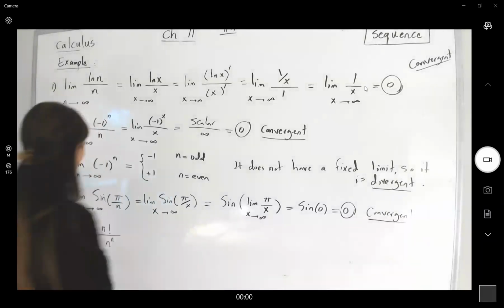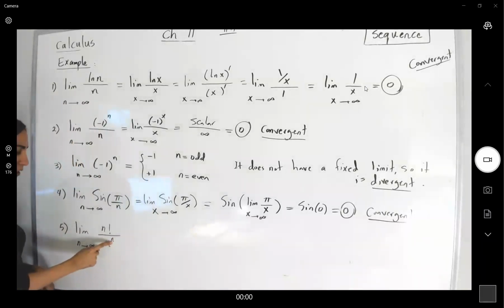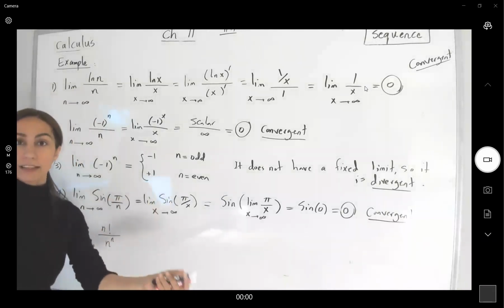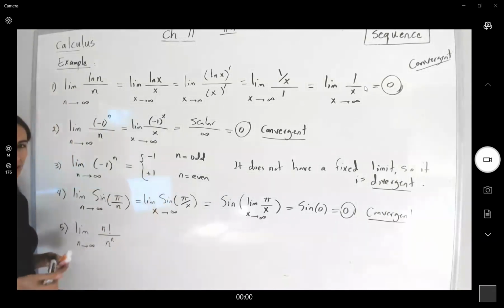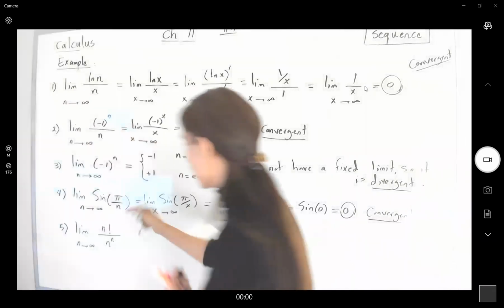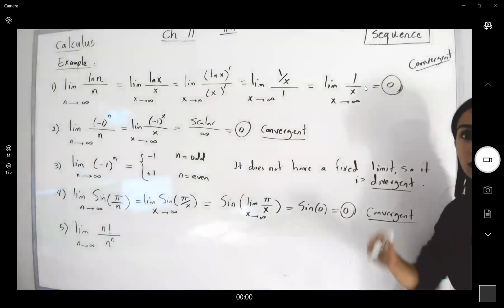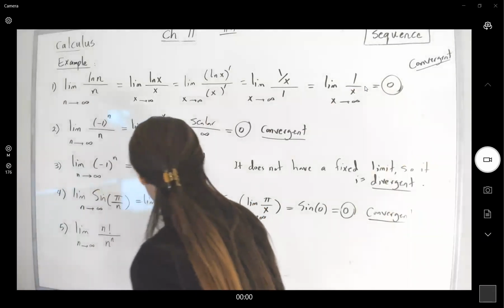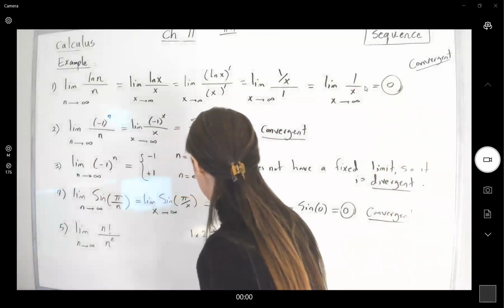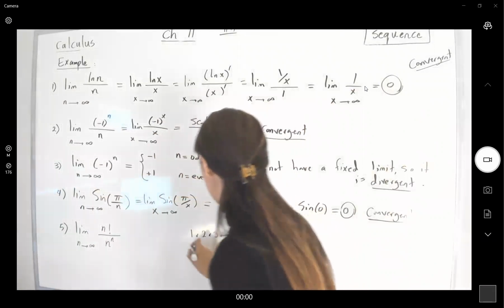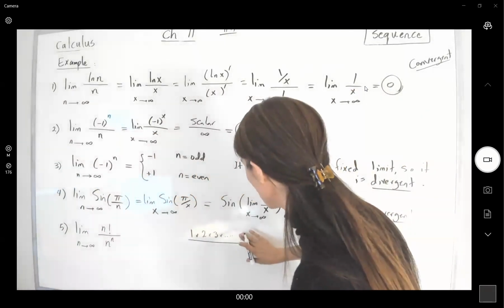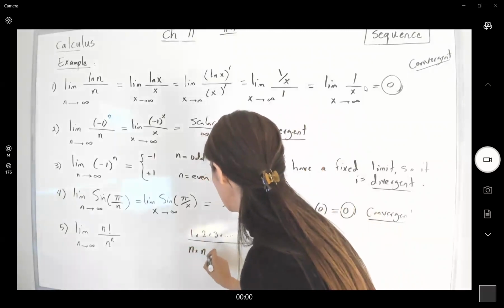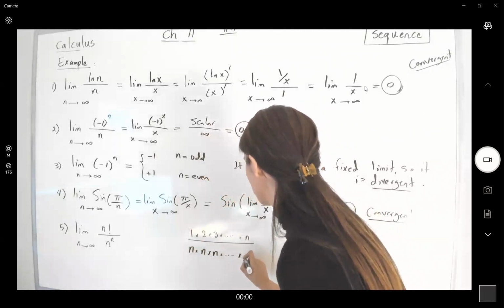Okay, for this guy, which is n factorial divided by n to the power n, I'm going to use the squeeze theorem. We mentioned that theorem, so there is a use for that. Take a look at this. N factorial, as you remember, is 1 times 2 times 3 times 4 up to n. And on the denominator, I have n times n times n, n times.